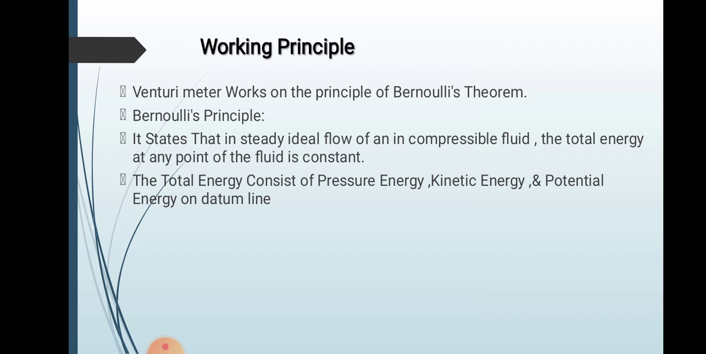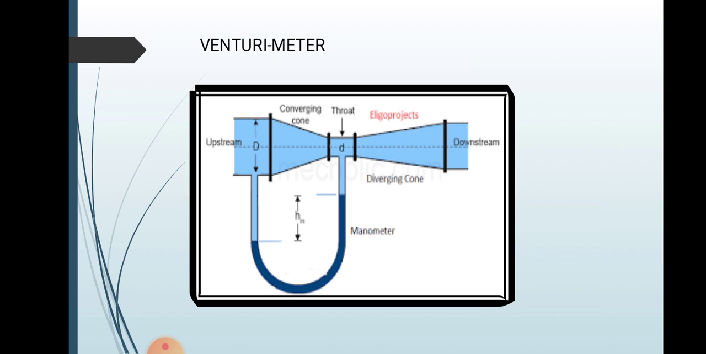Now what is the working principle of a venturi tube? It is a device in which pressure energy is converted into kinetic energy, and it is used for measuring the flow rate of the system, meaning the discharge rate of fluid flow. Again I repeat, venturimeter is a device in which pressure energy is converted into kinetic energy, and it is used for measuring the flow rate of the system.